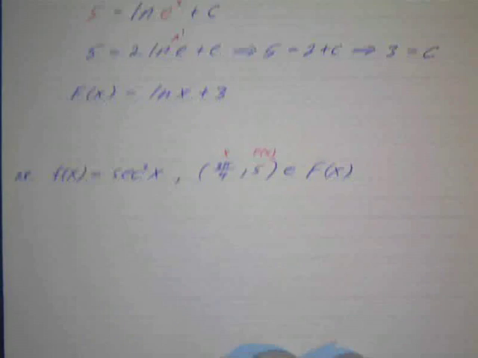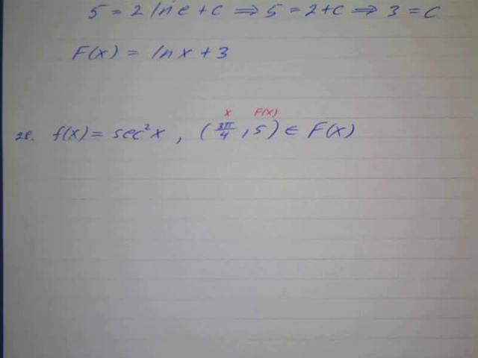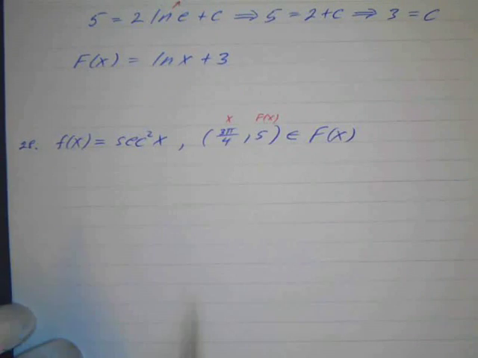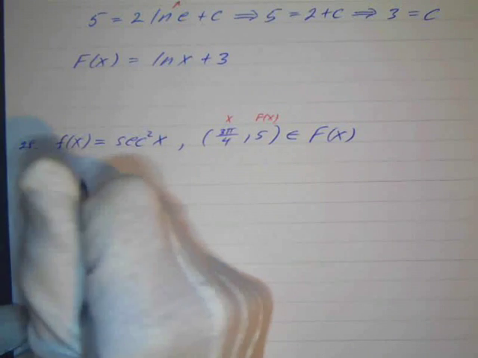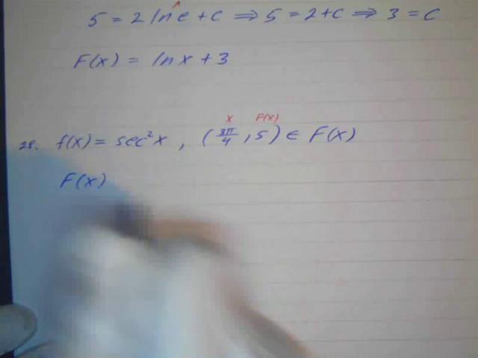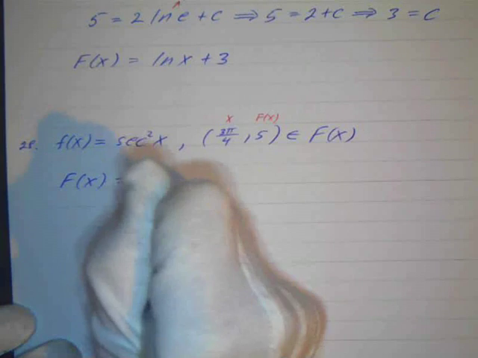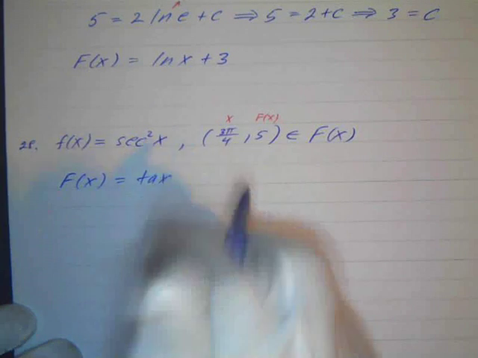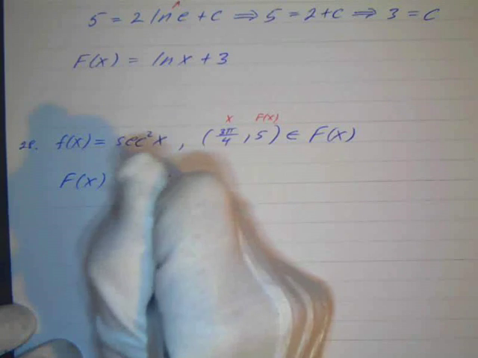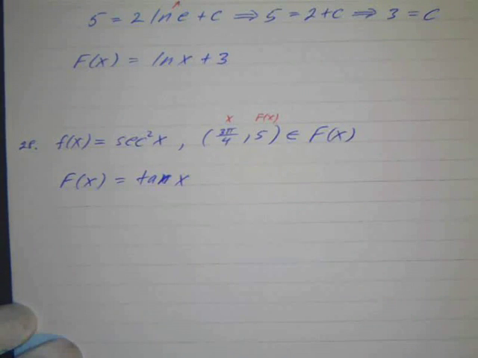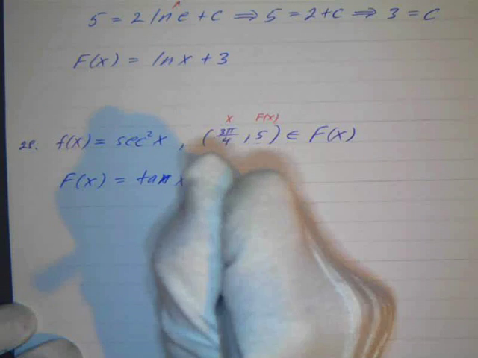Okay, let's take a look at number 28. Another formula for antiderivatives. What's the derivative of the tangent of x? Secant squared. So the antiderivative of secant squared is a tangent. So it's pretty much right off of our flashcards. Tangent of x, plus c.